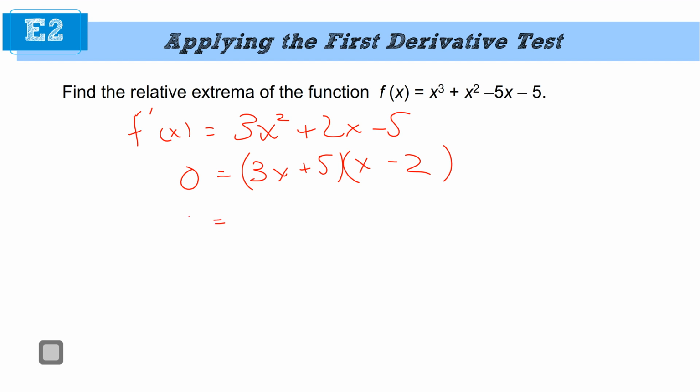Is that right? Yeah. X equals 2 and negative 5/3. Question? It's not right, because 5 times negative 2 is not negative 5. This should be a 1. Good catch.